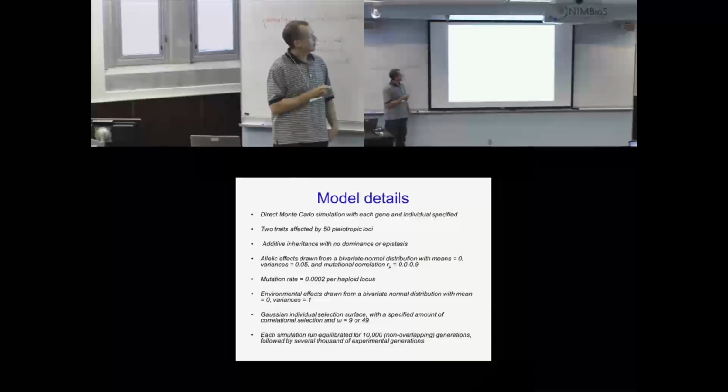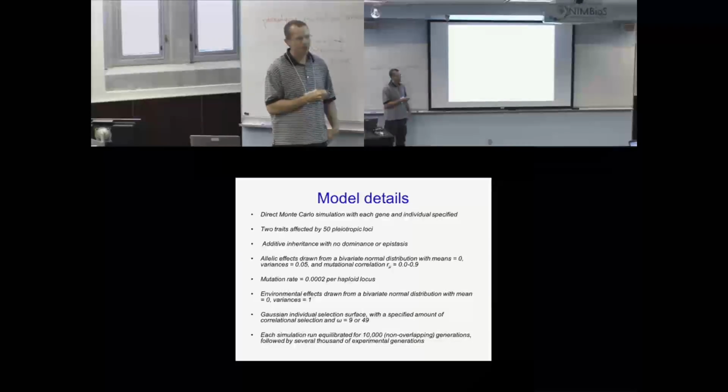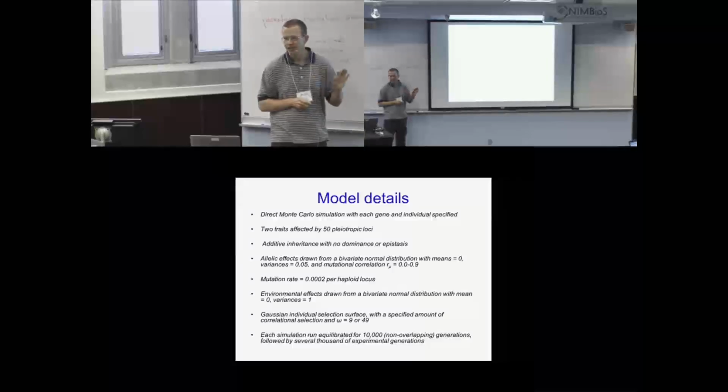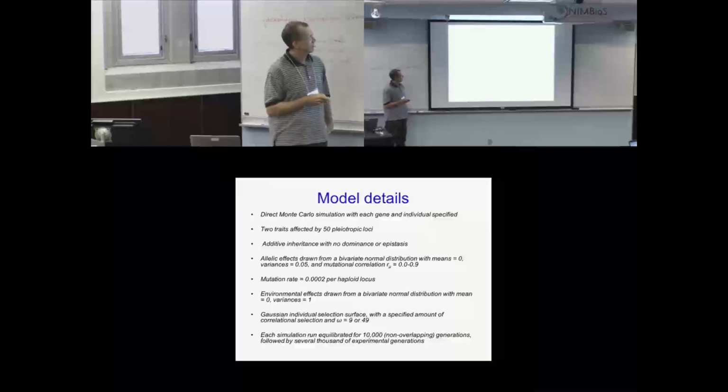For the first model I'm going to talk about, we assume additive inheritance with no dominance or epistasis. Allelic effects are drawn from a bivariate normal distribution with means of 0. It has to be a bivariate normal distribution because the loci are pleiotropic, so every allele has an effect on both traits. Does that make sense? Each allele has 2 allelic effects, one for trait 1 and one for trait 2. These kinds of details are important to get early on because otherwise things won't make sense as we go along.